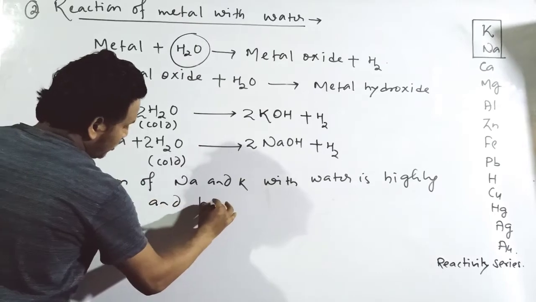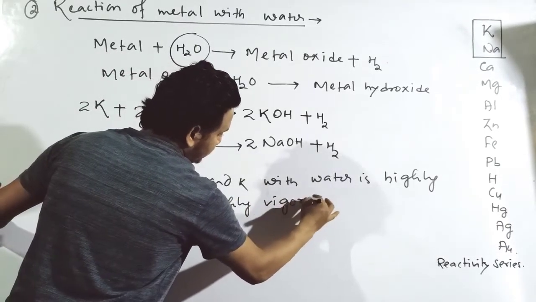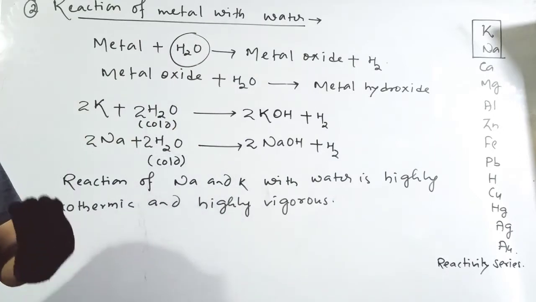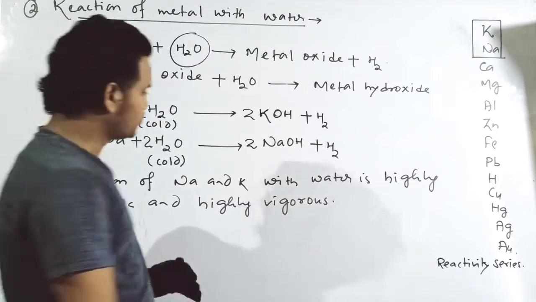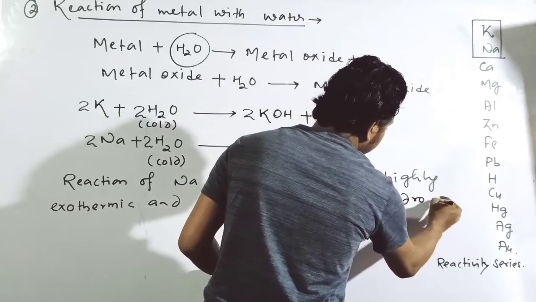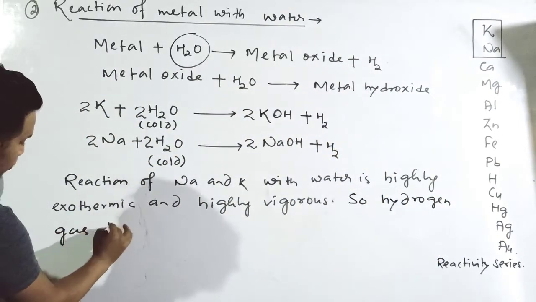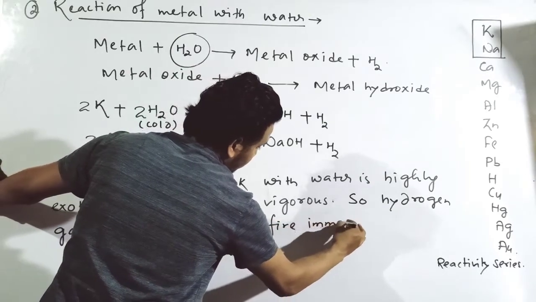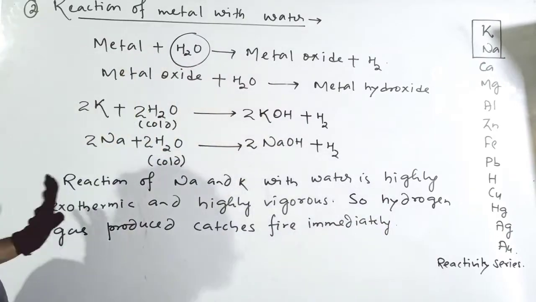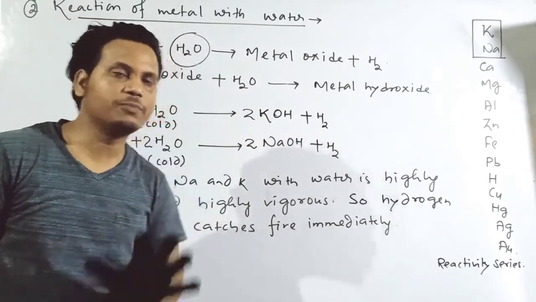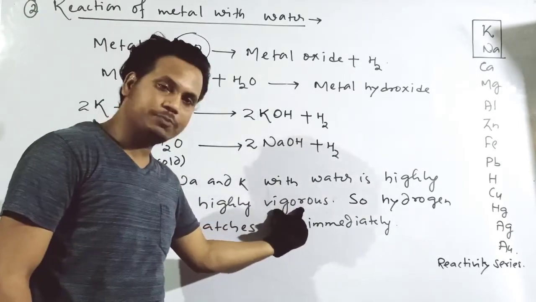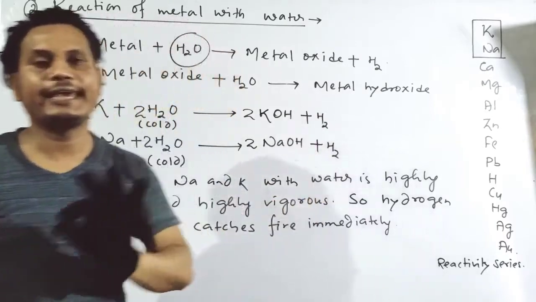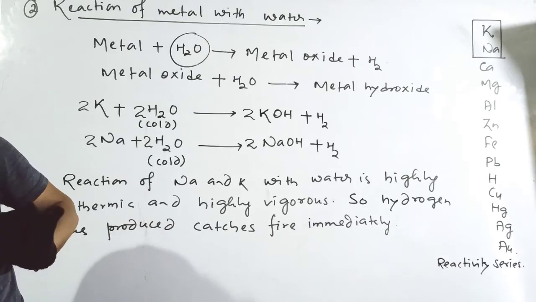And highly vigorous. Vigorous means very high speed, and exothermic means a large amount of heat is produced. So the hydrogen gas produced catches fire immediately. We can say the reaction is highly exothermic, a large amount of heat is produced and the speed is high. The heat production is so high that the hydrogen gas produced catches fire. So this is the reaction of sodium and potassium.